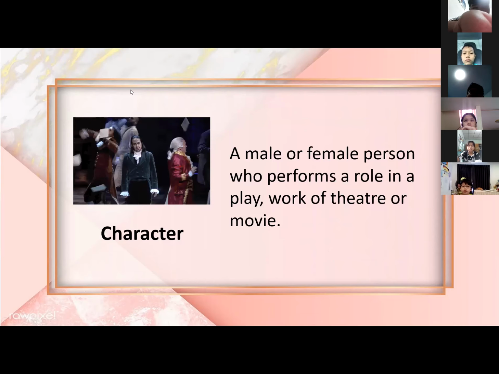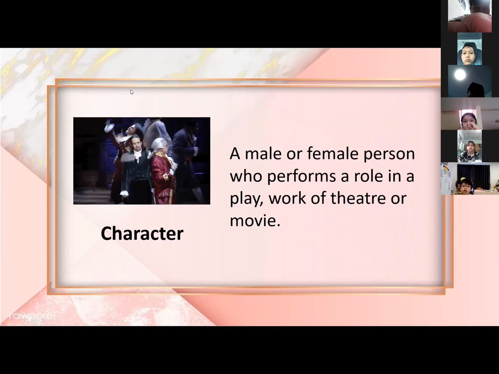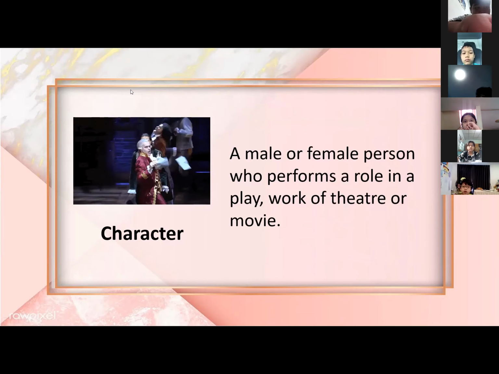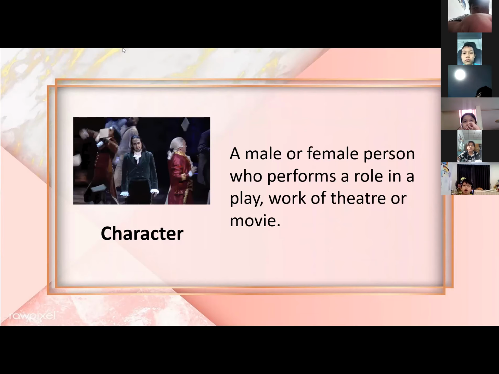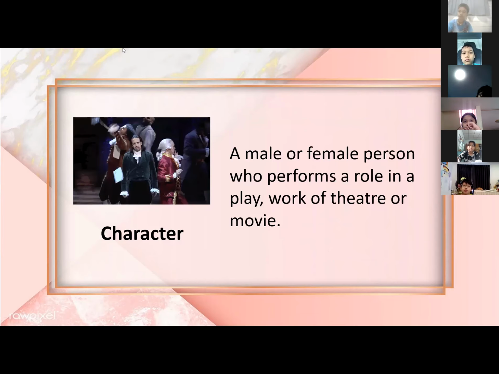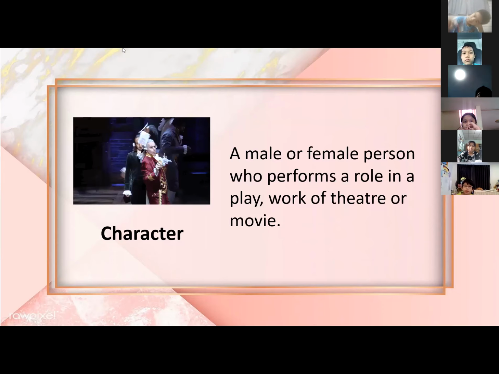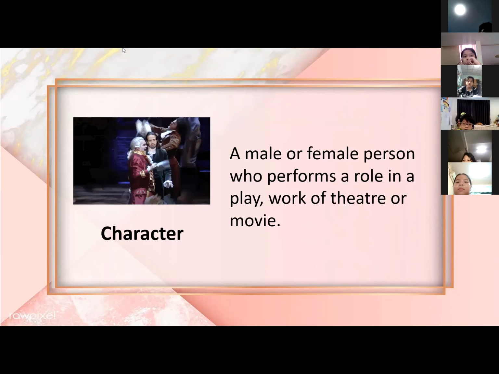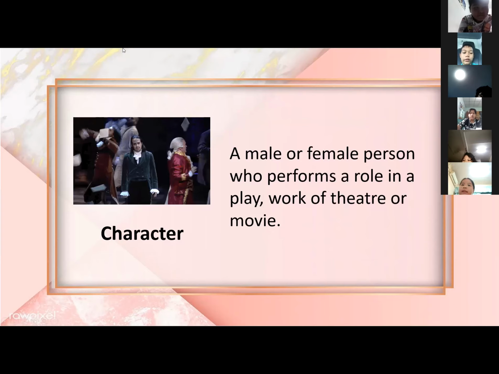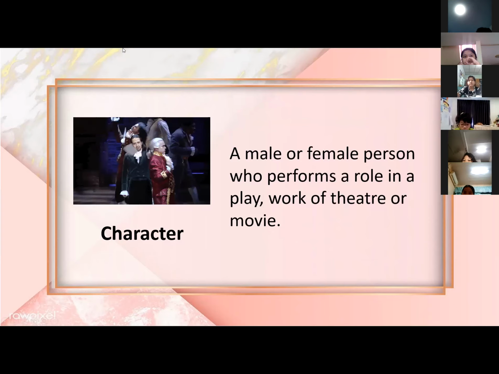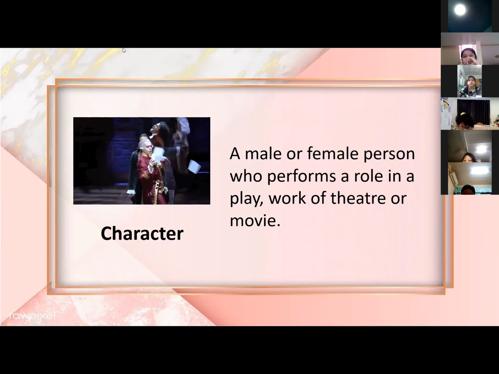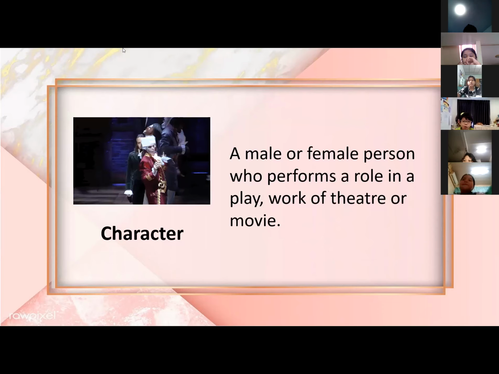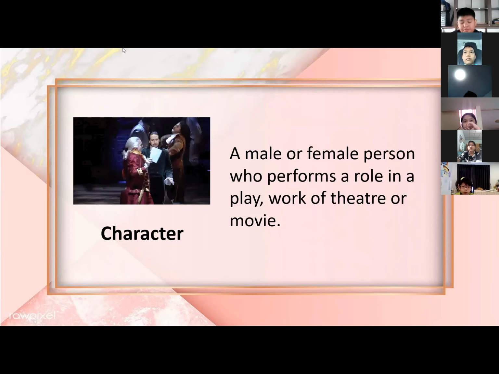Teacher, I don't show. You cannot see? You cannot see my PowerPoint? Yes. Why? Yes. Can the others see? It's okay. I'll call you next time again.